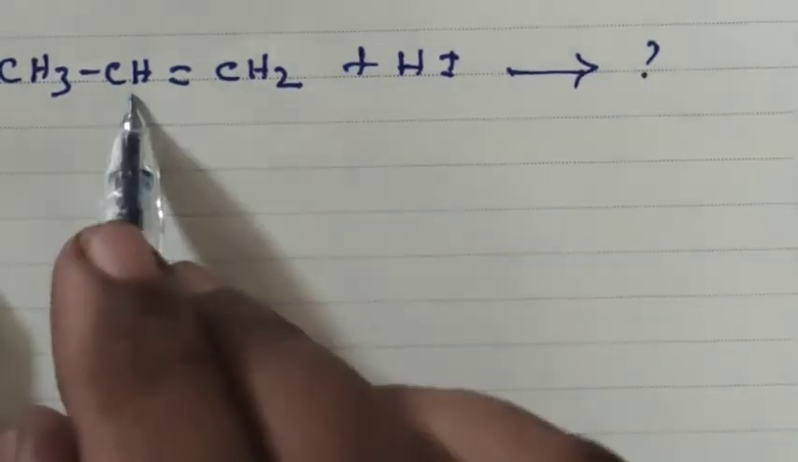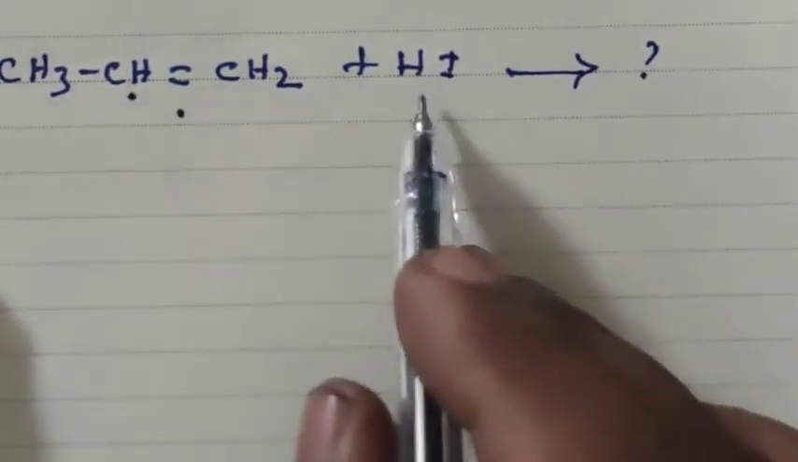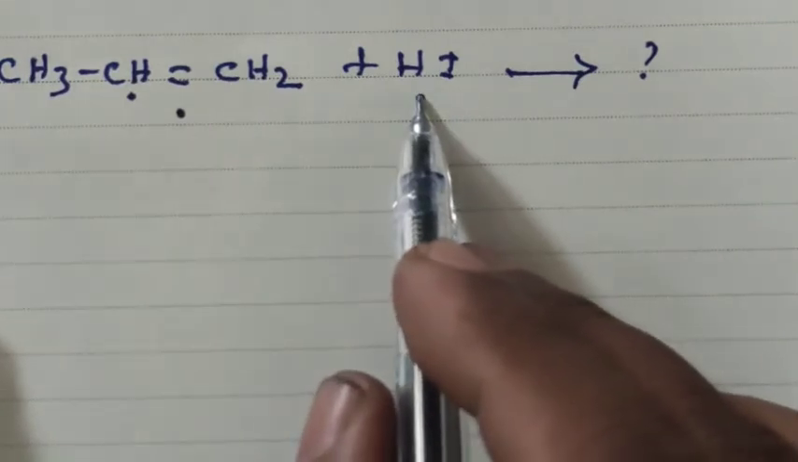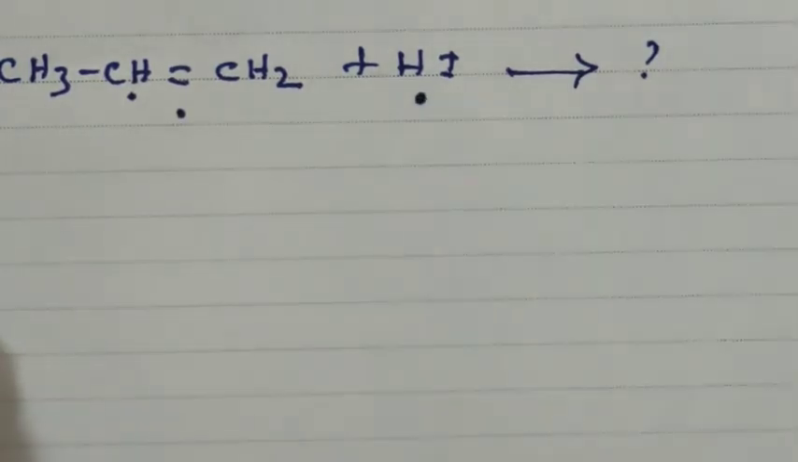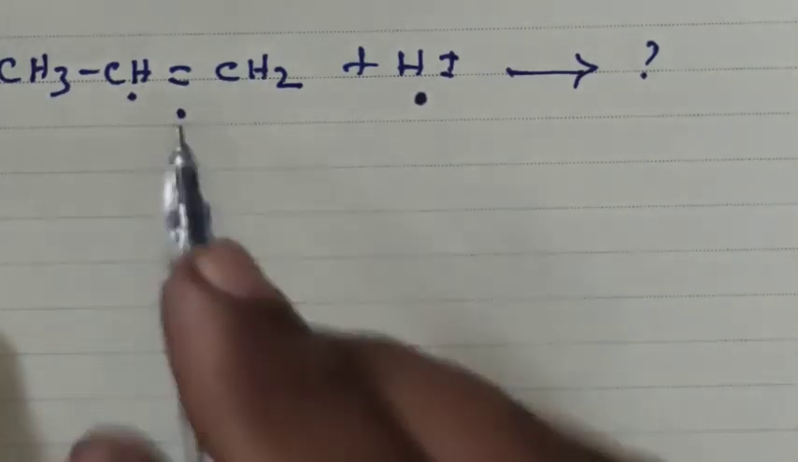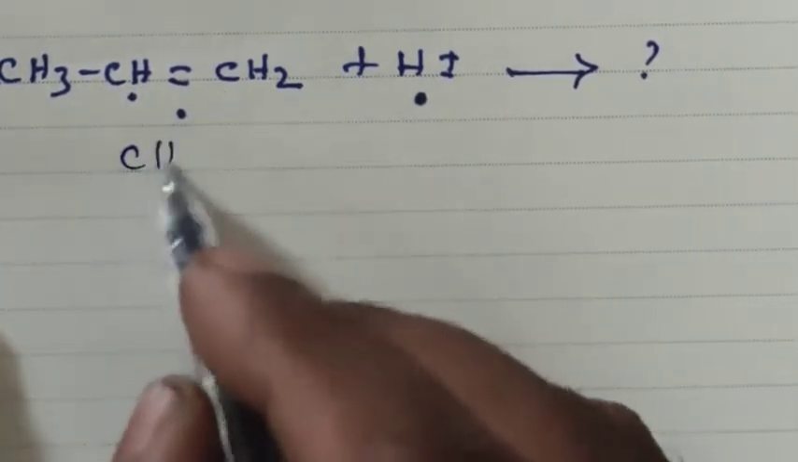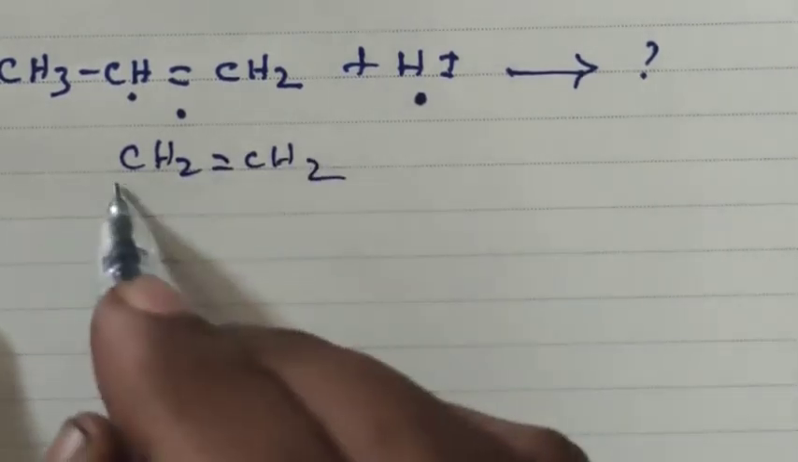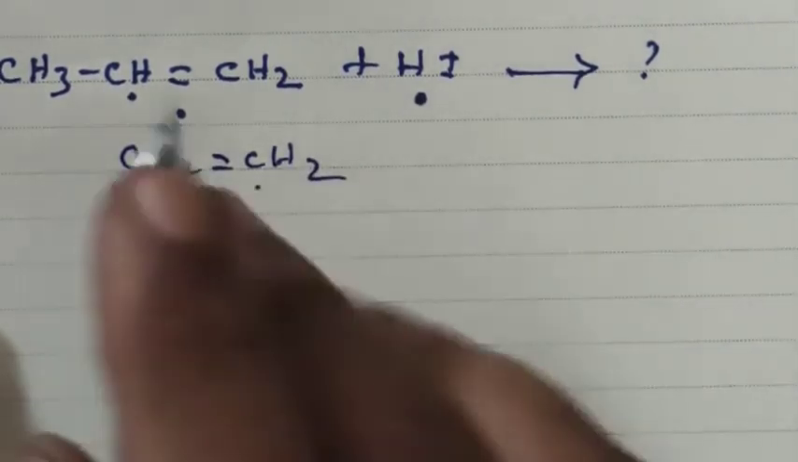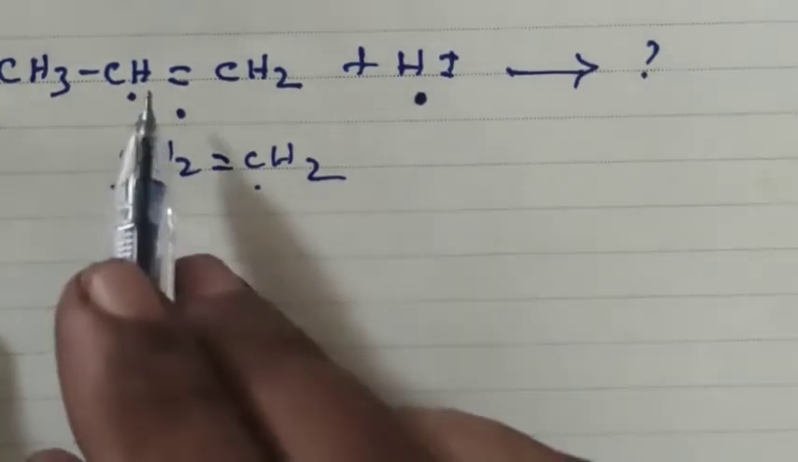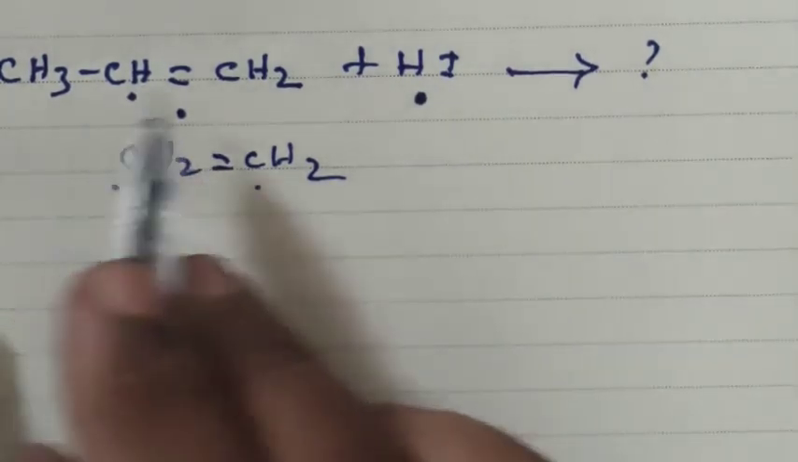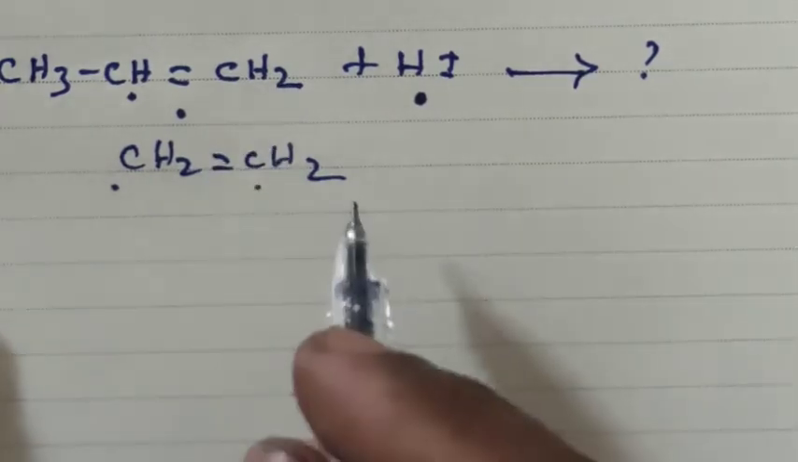Here, this is an alkene, a double bonded compound, treated with hydrogen iodide, that means a hydrogen halide. So, addition reaction takes place, but the problem is the other example which we studied, CH2 double bond CH2. Both the double bonded carbons are in the same surrounding, but here one of the carbons is CH, and the other carbon is CH2, in a different surrounding.